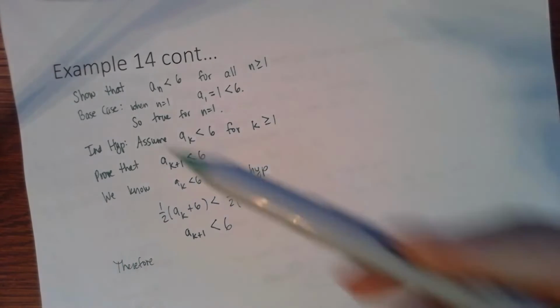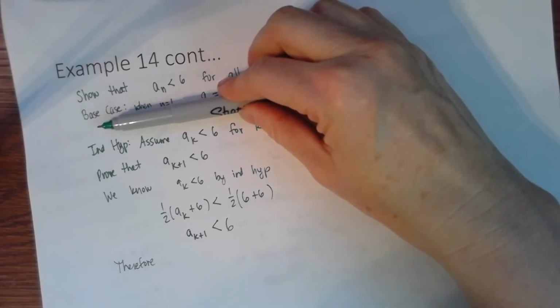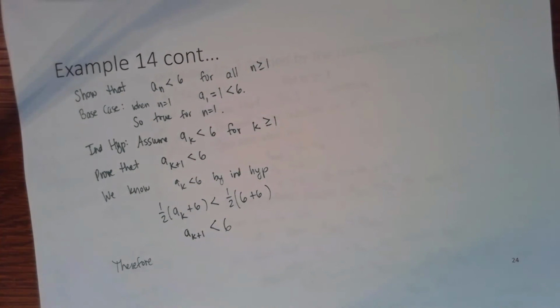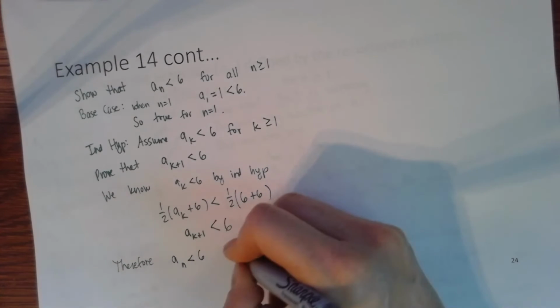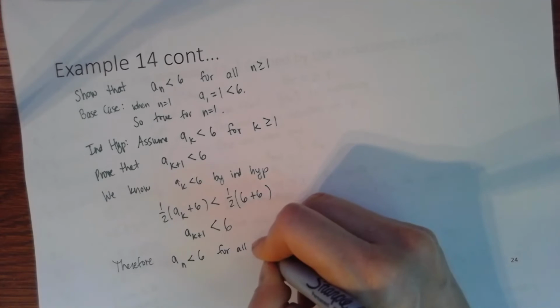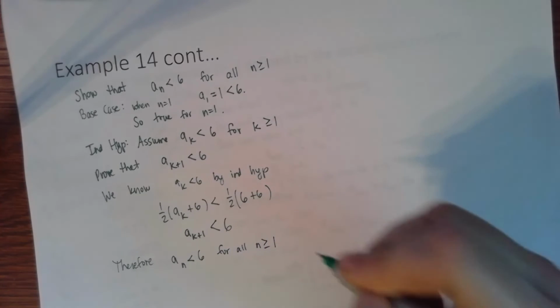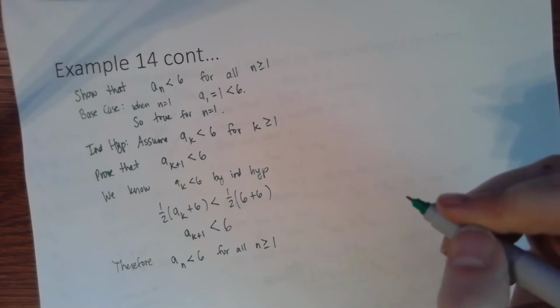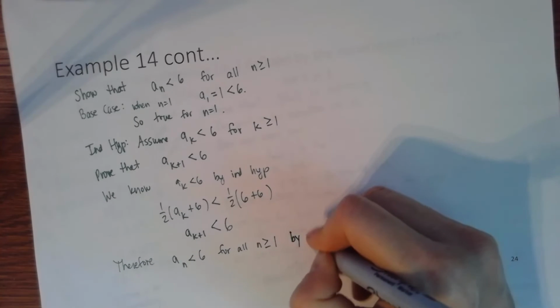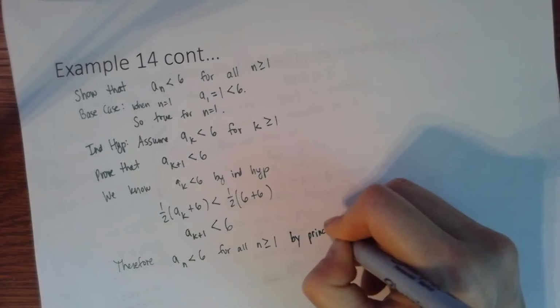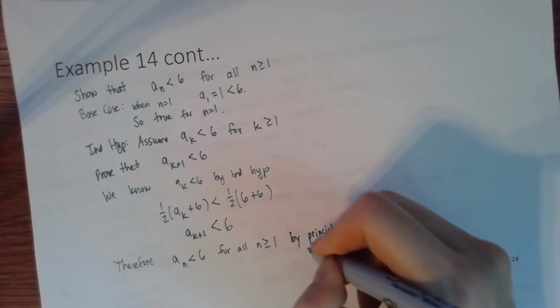All right, so our base case and our inductive step together tell us that a sub n has to be less than 6 for all values of n greater than or equal to 1. And this is just by the principle of mathematical induction.